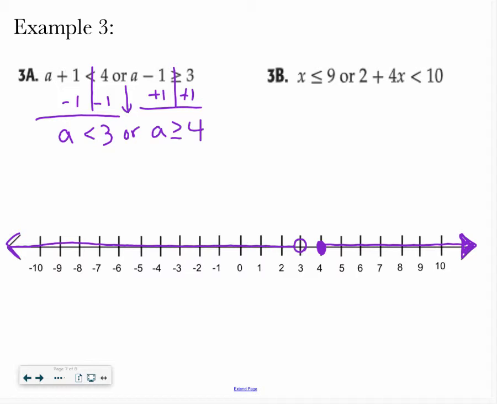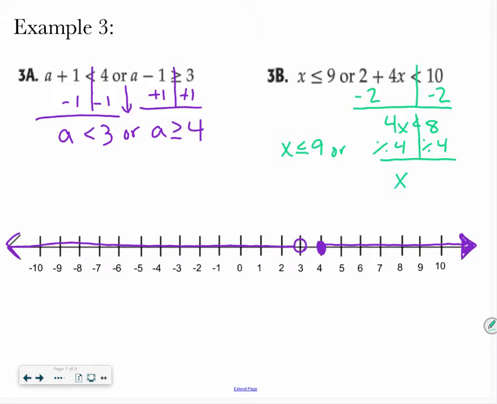Now if I were to look at part B, I have x is less than or equal to 9. So that one's already solved. And I carry down the word or. But I have to finish solving the other one. So I have 2 plus 4x is less than 10. So I'm going to subtract 2 because I want to try to get my variable by itself. So 4x is less than 8. And then to finish getting my variable by itself, I'm going to divide both sides by 4. I'm left with x is less than 2. So I have x is less than or equal to 9, or x is less than 2.